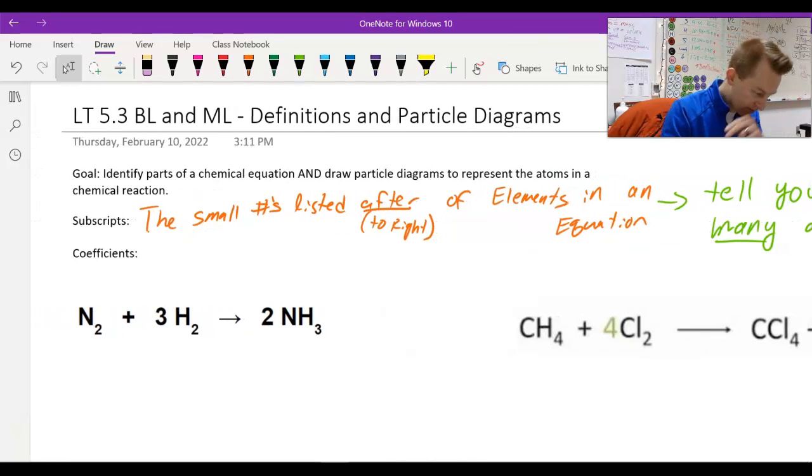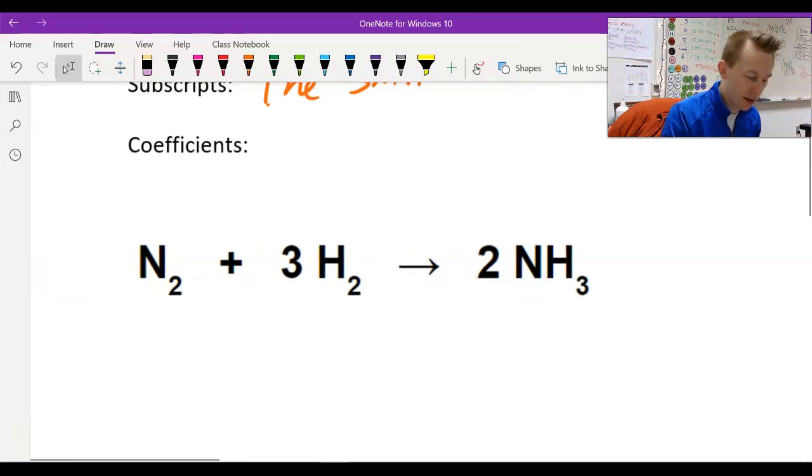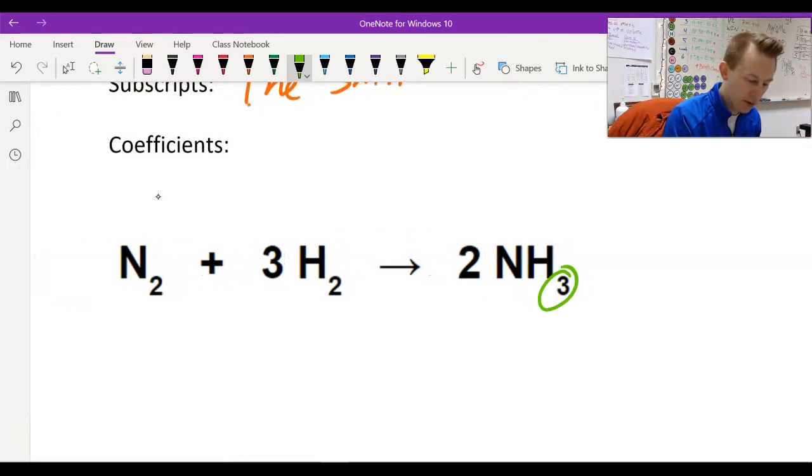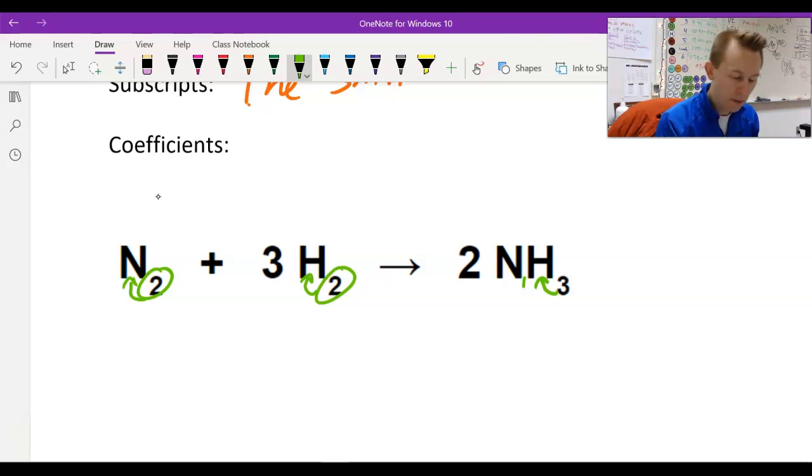Okay, so in this equation right here, this would be a subscript, this would be a subscript, and this would be a subscript as well. This 2 tells me that I have 2 nitrogens. This 2 tells me I have 2 hydrogens. This 3 tells me I only have 3 hydrogens. I don't write a 1 there, but you can imagine that there's a 1 there. That 3 would not apply to the nitrogen, because there's only 1 of them in this molecule.